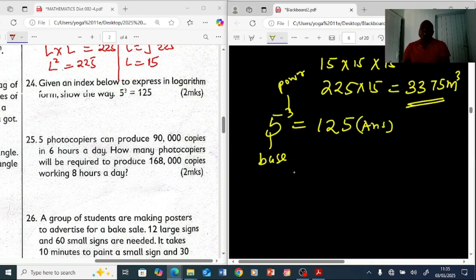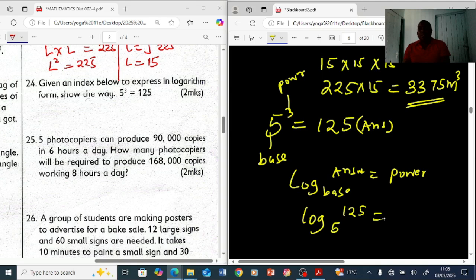So in logarithmic form, we write log to base, answer, equal to power. So this one will be log. Our base is 5, so to base 5, and the answer is 125, is equal to the power, which is 3. And this is the logarithmic notation or logarithmic form.